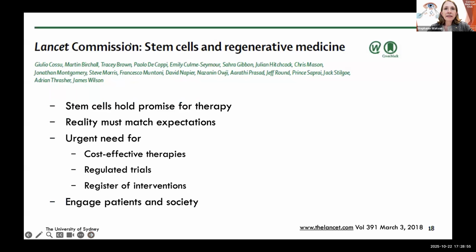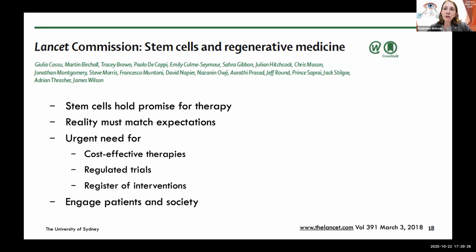Just lastly, there was the Lancet Commission on Stem Cells, and it came to some conclusions which I think still hold, in that stem cells hold promise for therapy, particularly corneal stem cells, as the cornea is the most accessible place in the eye and a good place to test and develop stem cell therapies. But importantly, the reality of what's developed must match the expectations. We are still awaiting a range of stem cell therapies to reach the clinic.